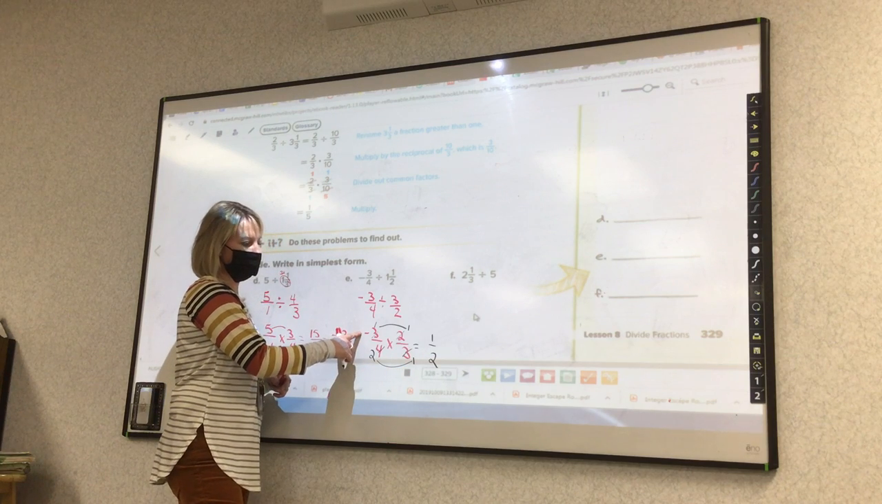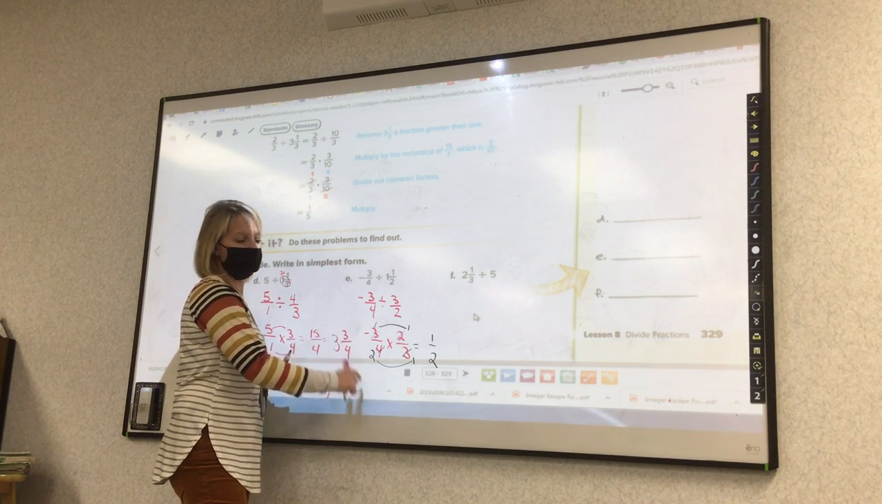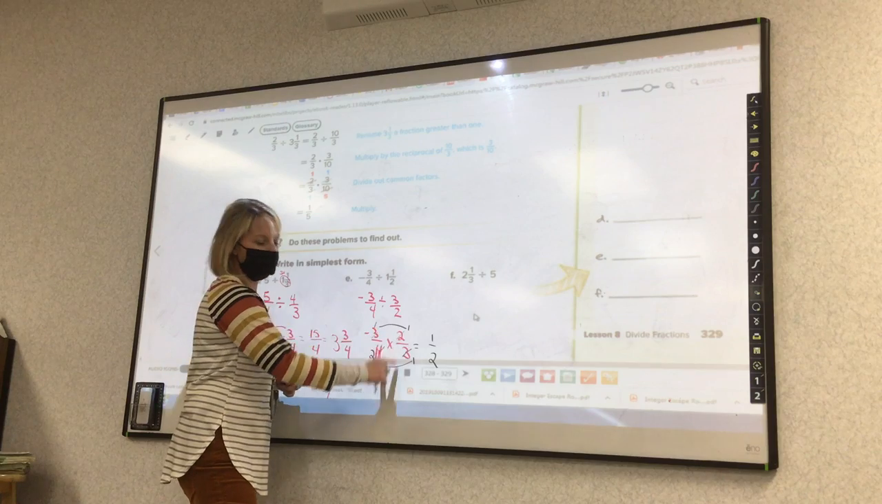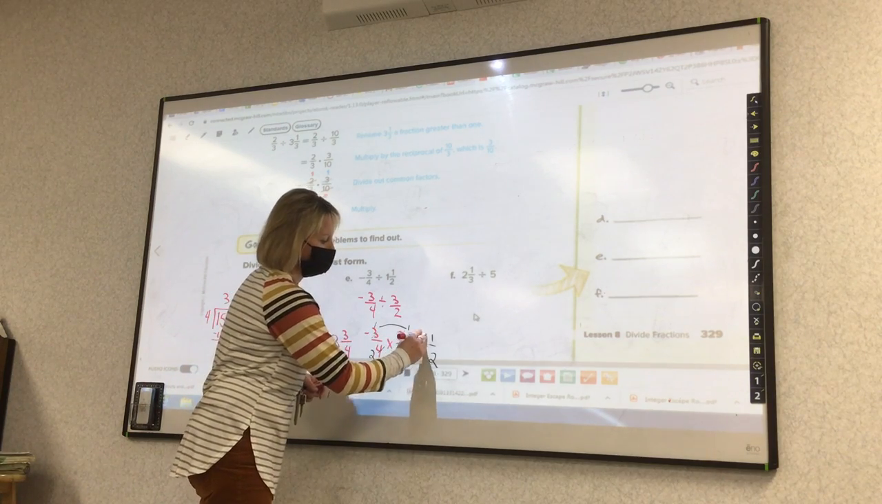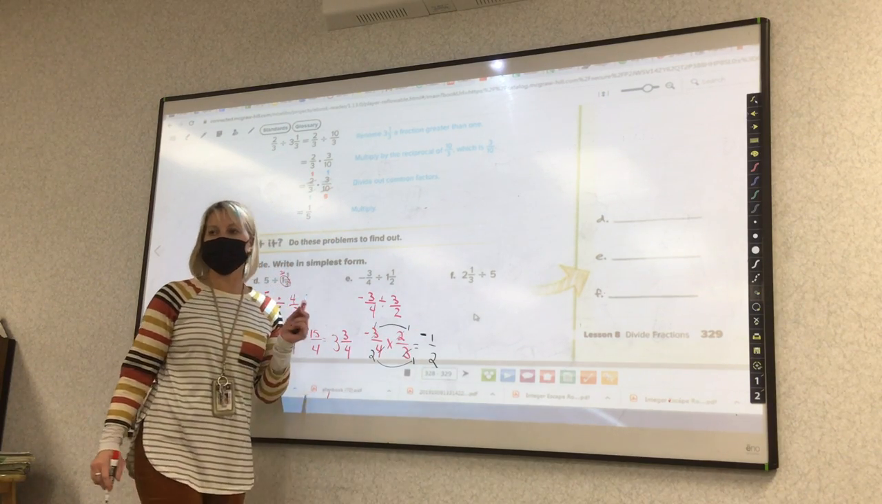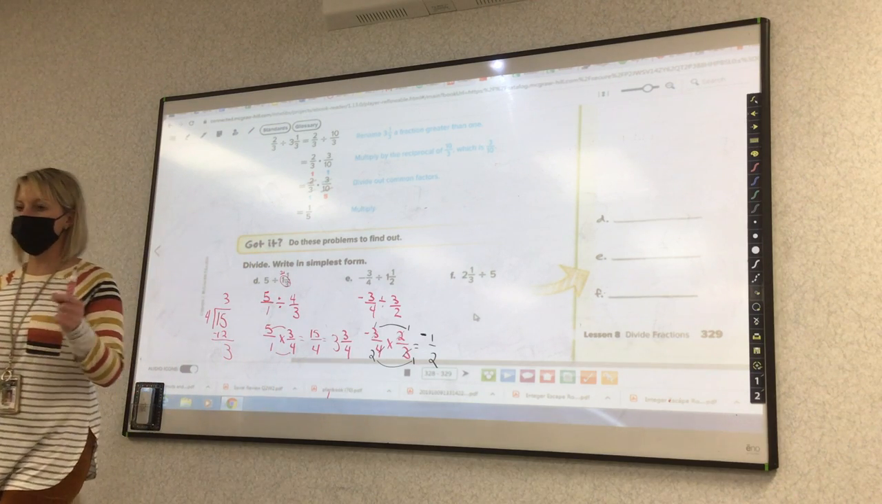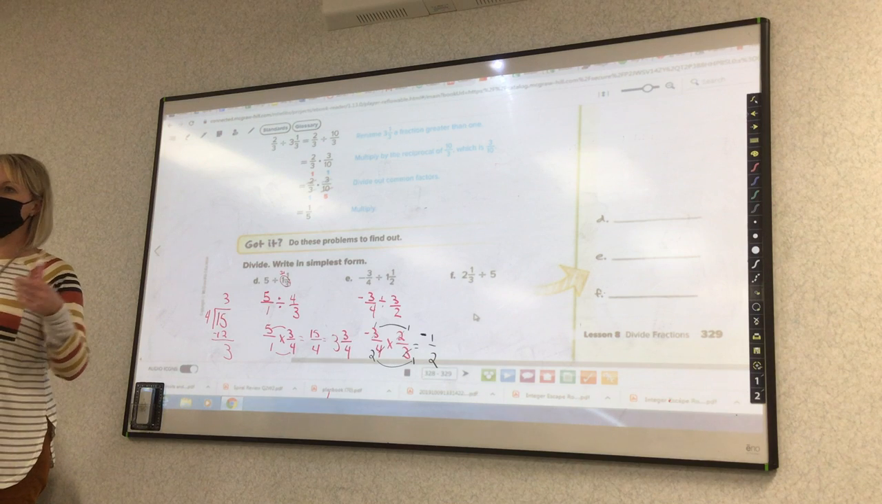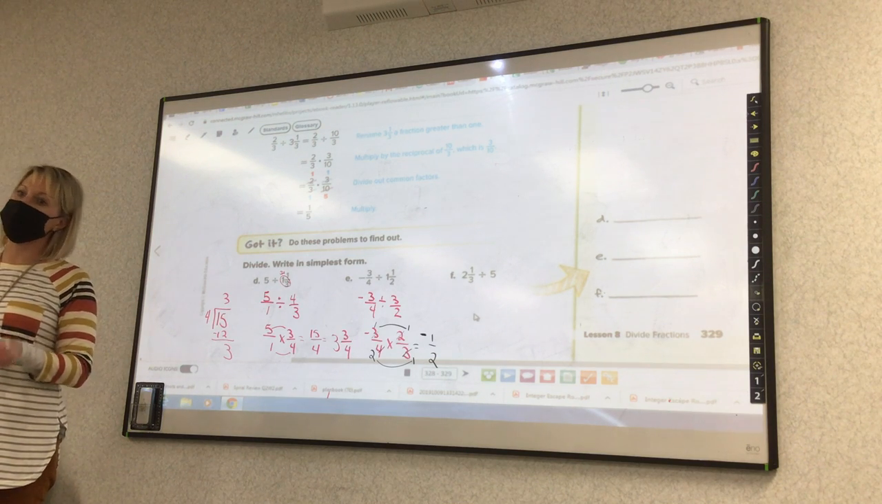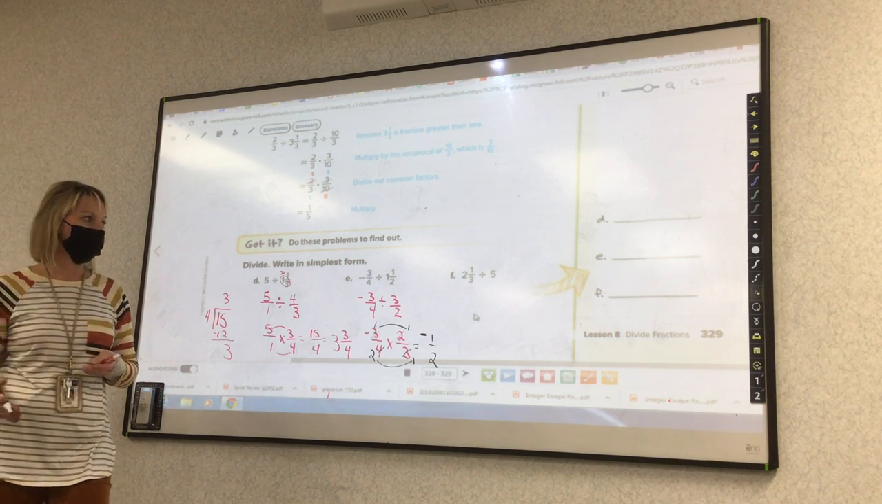But look here, I've got 1 negative, 1 positive. My answer is going to be? Negative. Don't forget to look at the positive or negative sign in the number. Sometimes you guys get caught up in just doing it and you forget about negative and positive.